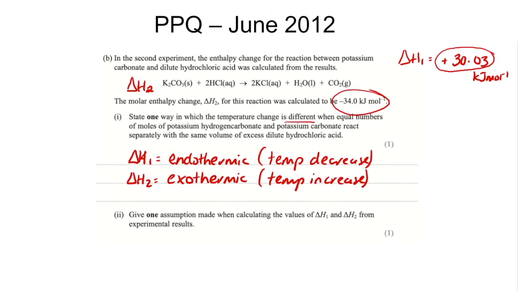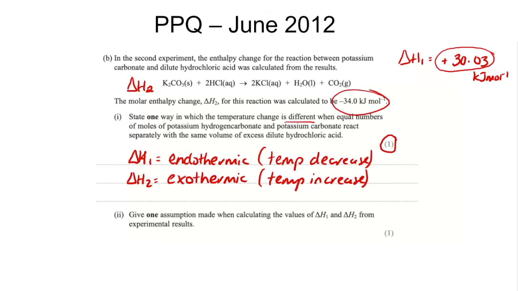Either one would be an acceptable answer. What we do need to make sure that we do is that we have both of them. This is a compare answer, and even though it is only for 1 mark, we have to have both H1 and H2 being referred to in our answer. And part 2 is talking about the assumptions.